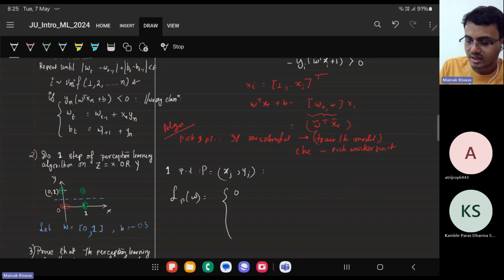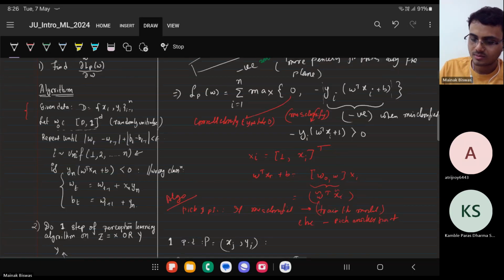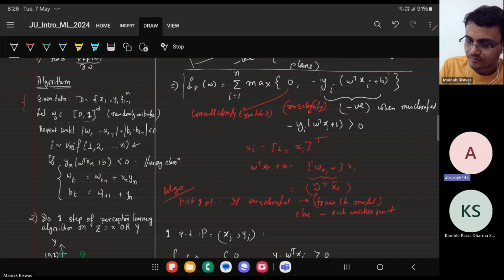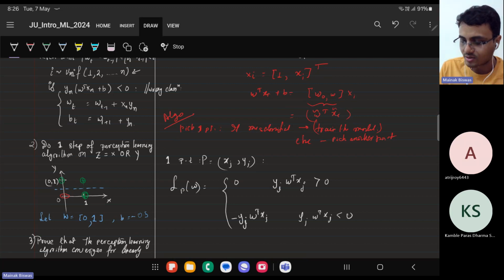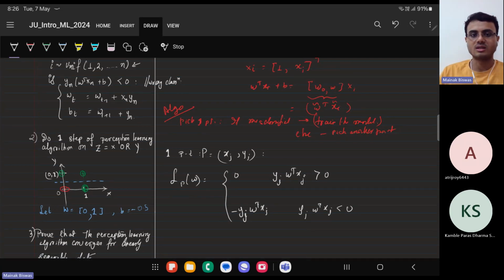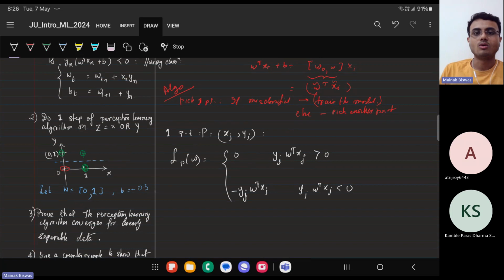I'll get 0 loss if yj times w transpose xj is greater than 0. Remember this max. Maybe I've just miswritten. Or the loss is yj w transpose xj if yj w transpose xj is less than 0. Yes or no? Is there any doubts? I hope no.